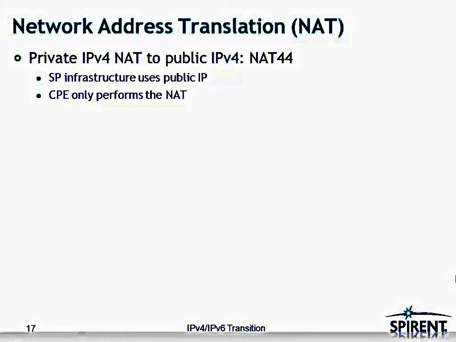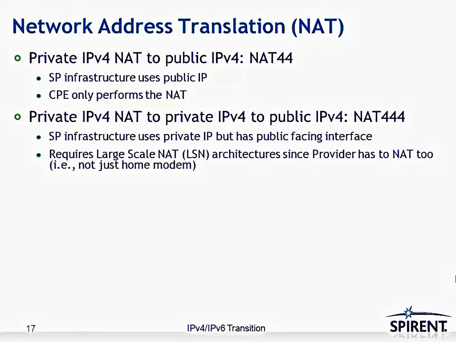As we switch gears and talk about some more transition mechanisms, let's talk for a moment about traditional network address translation, or NAT. Most of us are familiar with private IP version 4 NAT to public IP version 4. That's also referred to as NAT44. With it, the service provider infrastructure uses public IP and the CPE only performs a NAT.